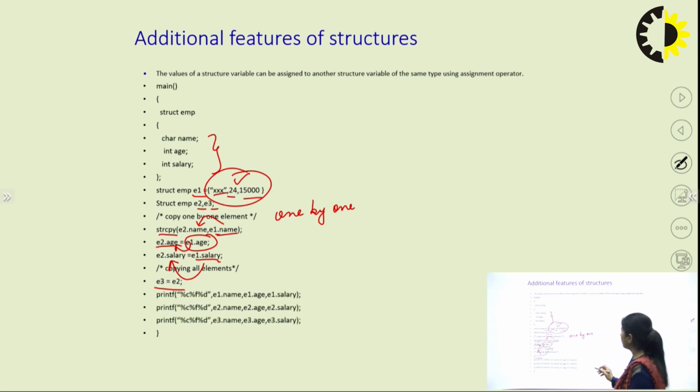Right? So now if we want to display the values of all these elements, we will simply use a printf statement: E1 dot name, E1 dot age, E1 dot salary, then E2 dot name, E2 dot age, E2 dot salary, and then E3 dot name, E3 dot age, E3 dot salary. What value is it going to print? Yes, because we have copied this value to all the other variables as well, so they will have the same value.